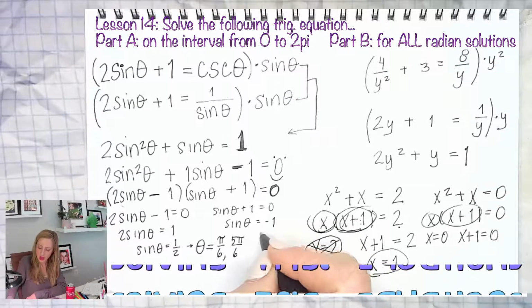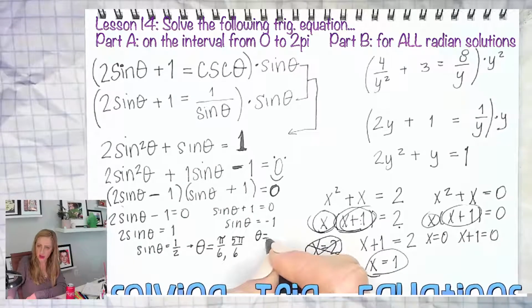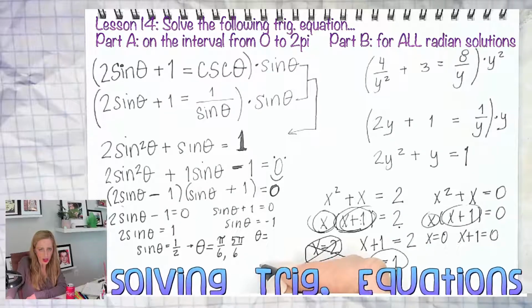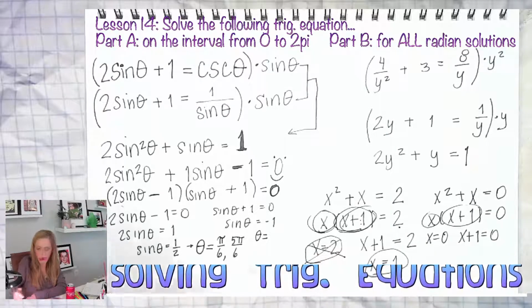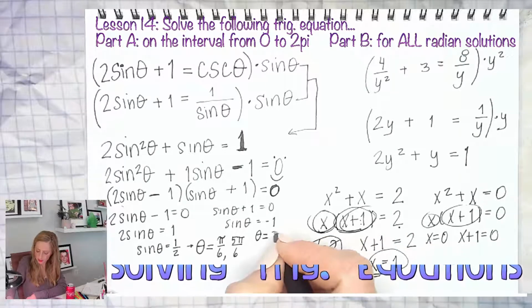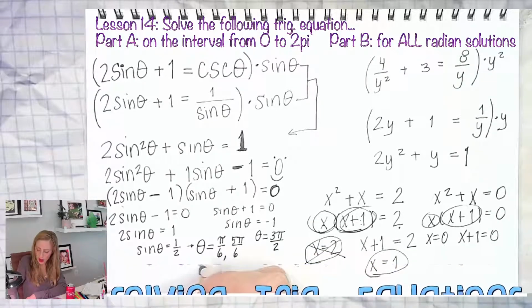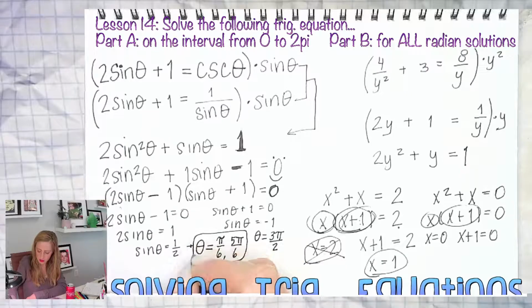What about when sine of theta equals -1? Again, just part A. The sine of theta equals -1 where? Can you tell me? Go ahead, Makai. 3pi/2. Nice, 3pi/2. So part A, those are the answers.